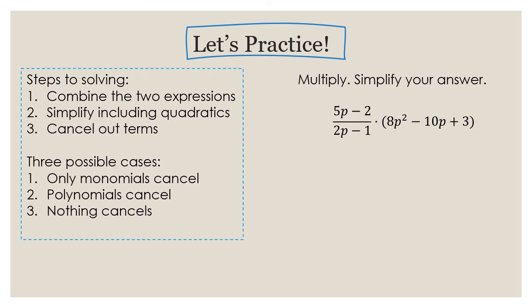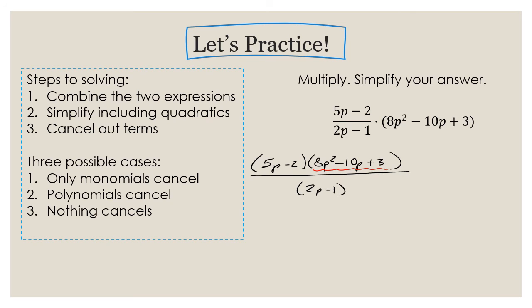All right, let's try this one, multiplication. So I've got a quadratic here, which means I'm going to have to simplify this quadratic in a second. 8p squared minus 10p plus 3, all that over 2p minus 1. So I'd like a nice cancellation. We'll see what happens.